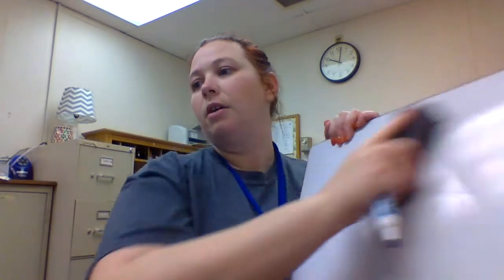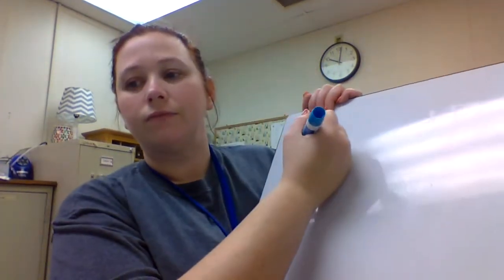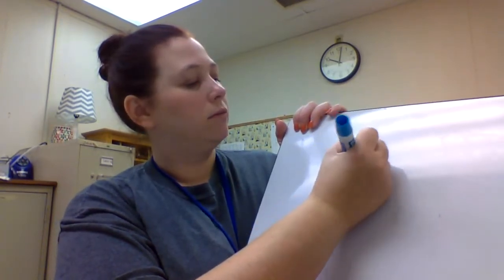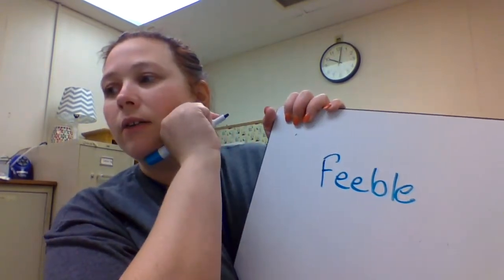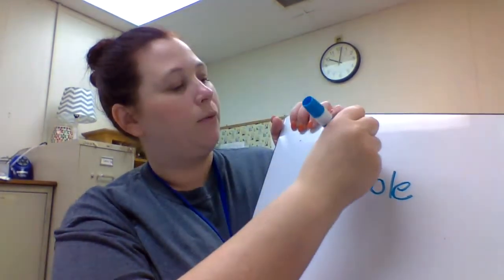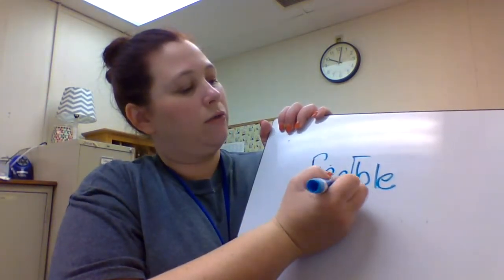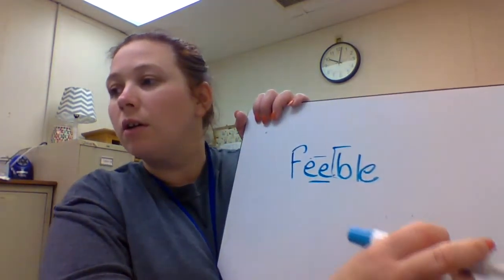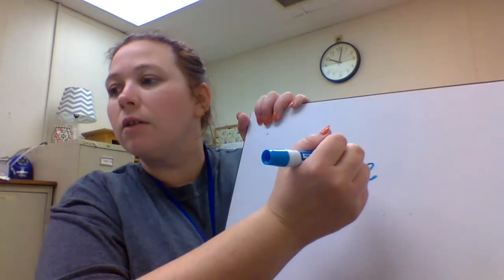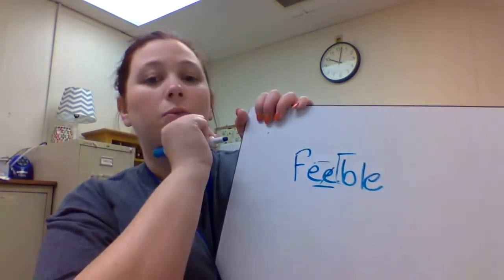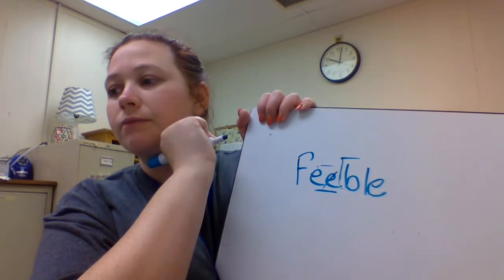Next we're going to look at a different word. Feeble. All right, so sometimes you'll see a digraph before the final sound, and we would code that too. And we're going to cross out that E because we know we don't say that second sound there.